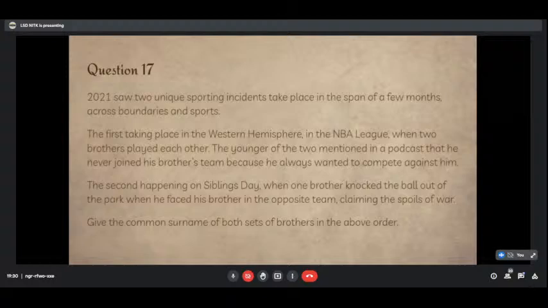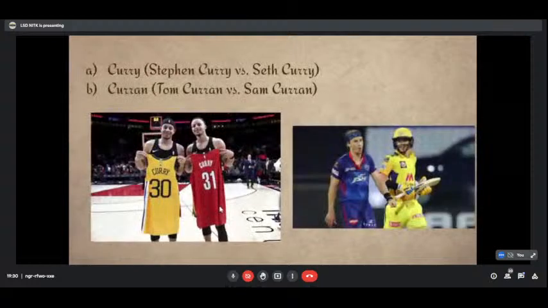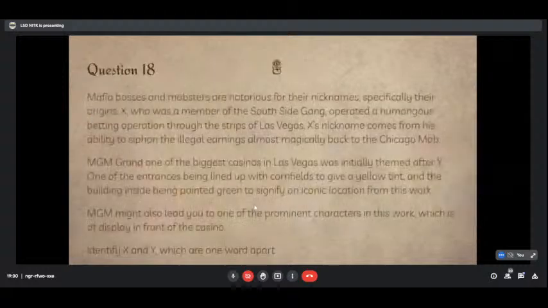Question 17, this is for all the sports fans. Ball, Curry ball, and Karan, right? Yeah, Karan is right for the second one. First one is Curry. Curry, yeah. So Stephen Curry versus Seth Curry was in the NBA, and Tom Curran versus Sam Curran in the IPL this year. Question 18. Did anyone get this?